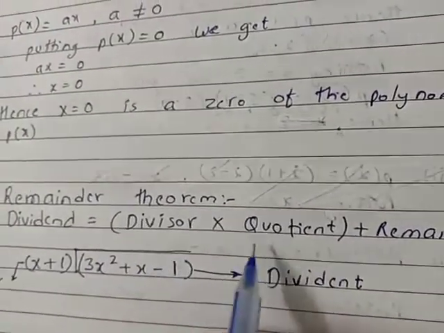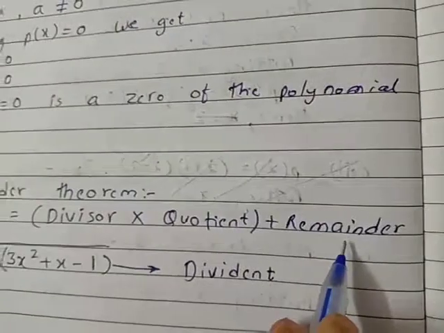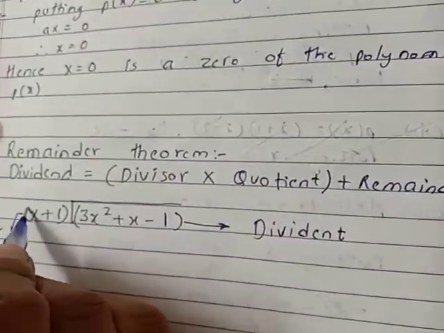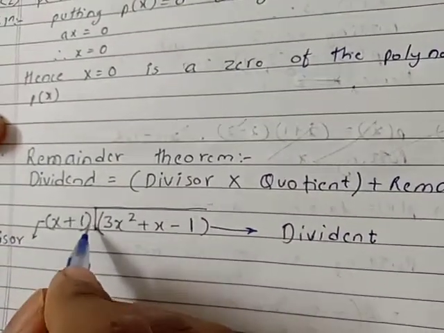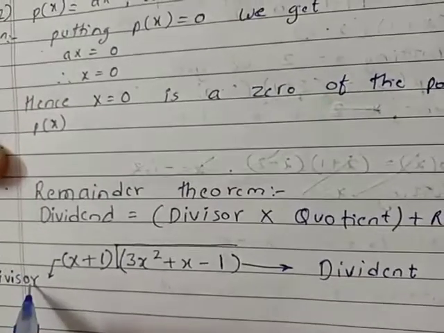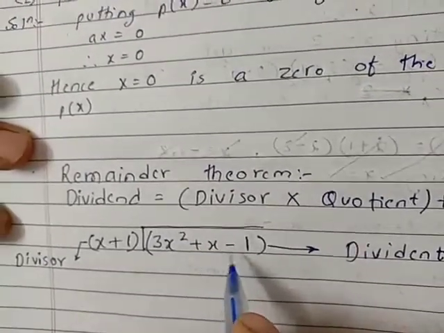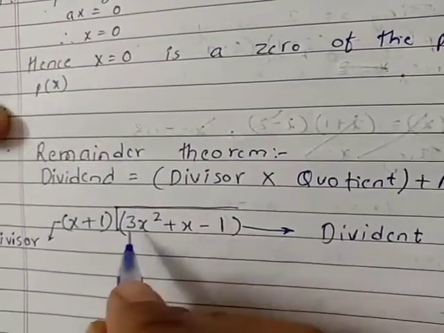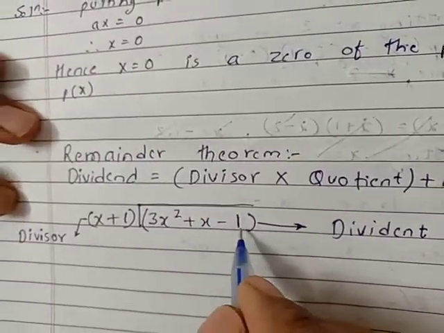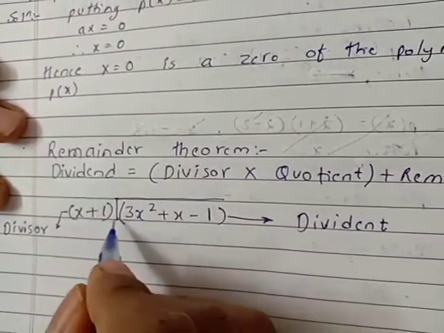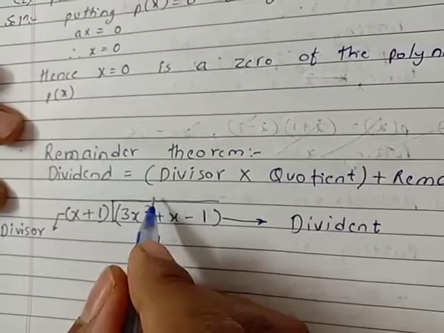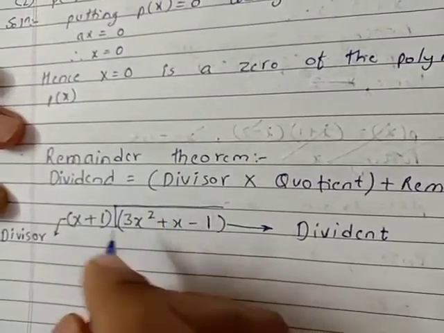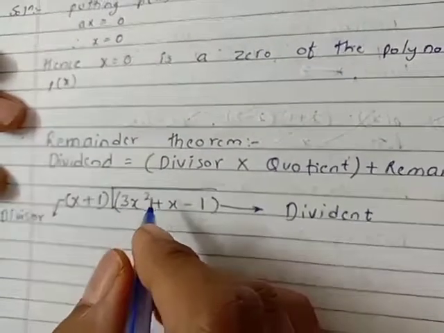Okay, now let's learn the remainder theorem. Dividend equal to divisor into quotient plus remainder. Now if you take this example, x plus 1 is the divisor and 3x square plus x minus 1 is the dividend. If we want to divide 3x square plus x minus 1 by x plus 1, what will be the quotient? We'll have to find out. Okay, now let's start solving it.